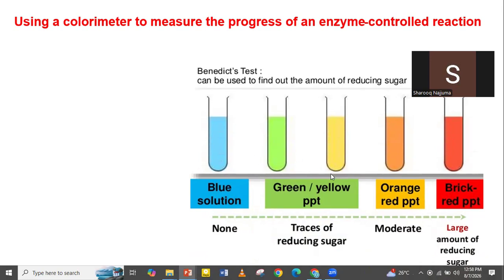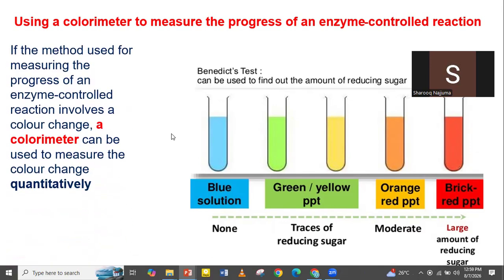Yes, we can interpret these color changes because we know blue means no reducing sugars. Green means reducing sugars present, but they are little. And then brick red means we already have a lot of reducing sugars. But these colors do not exactly give us an idea of how much of the reducing sugar is there. These colors are just qualitative. We don't know how much, what is the concentration of the reducing sugar in each test tube. And that is how now a calorimeter comes into play.